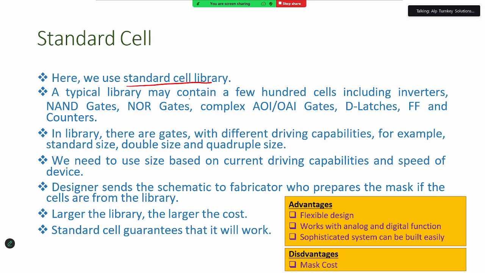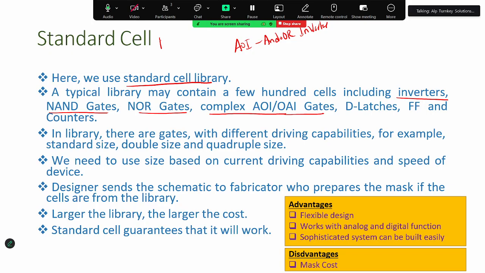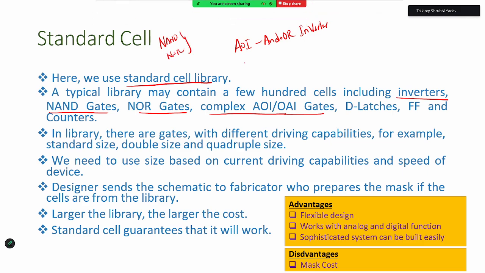So basically a few hundred cells, including inverter and gates, NOR gates, complex AOI and OAI gates. Okay, AOI is nothing but what? And or invert, and or invert. We already seen, when you are implementing with the NAND gate and NOR gate, that we need to develop with AND-OR-invert, no?